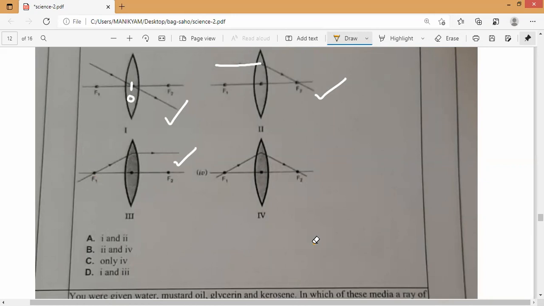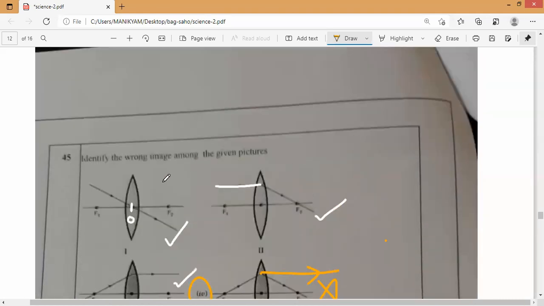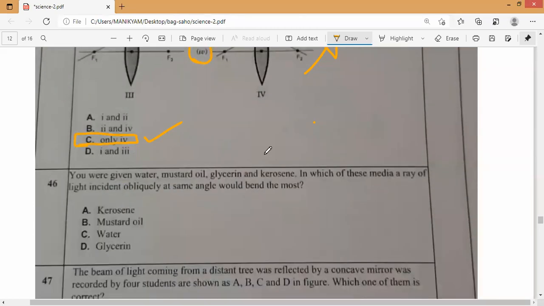But here you can see going through the focus, again it is going through the focus. It should not go into the focus. It needs to go parallel to the principal axis. So that is why it is the only wrong one. So what is the correct answer? Only 4. What is the question they are asking? Among the given pictures, identify the wrong image. So what is the wrong image here? Only 4, not other things. Are you clear, everybody? Arun, Ashika, Anusri, Akhil, Arfan.